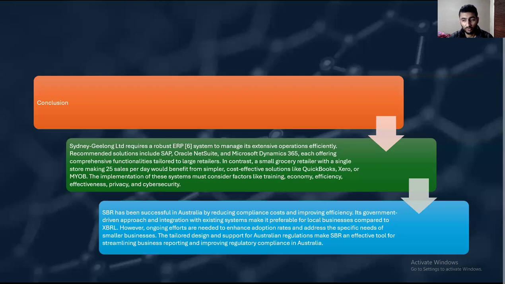So these were our section 1 and section 2, and we looked at the questions. Now to conclude the presentation, first of all, in section 1, Sydney Geelong Limited required a robust ERP system to manage its extensive operations efficiently. Recommended solutions include SAP, Oracle, NetSuite, and Microsoft Dynamics 365, each offering comprehensive functionalities tailored to large retailers.